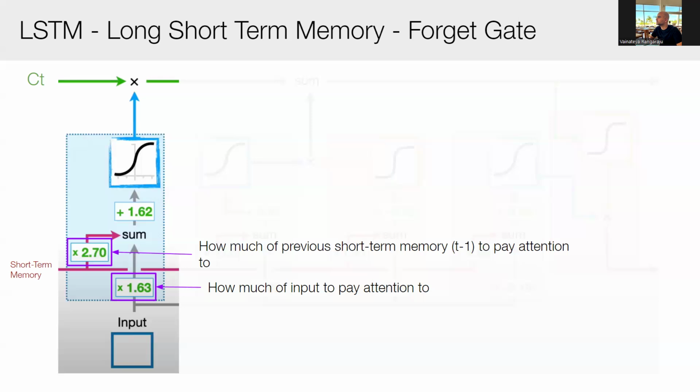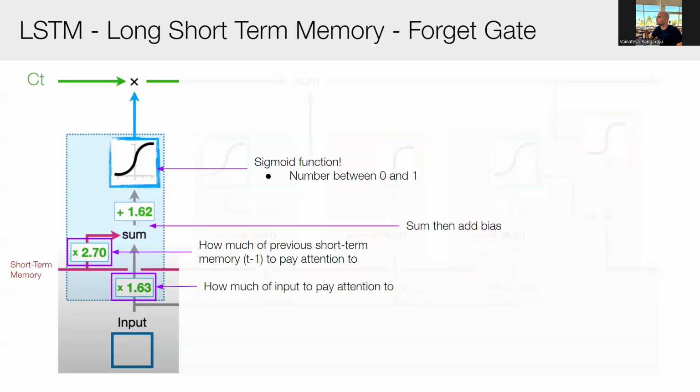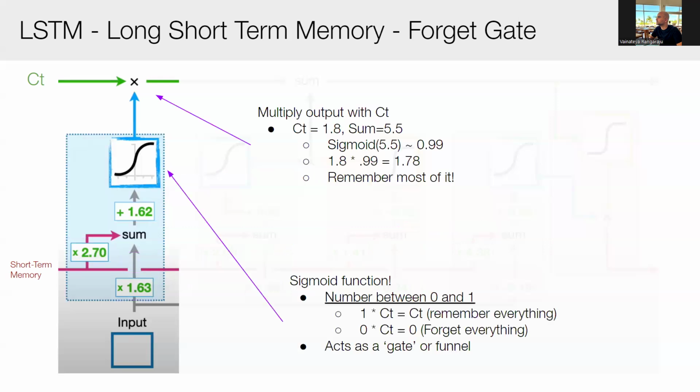Okay. And then we're going to pass this through a sigmoid function. So we're going to sum these, add the bias, and then pass this through a sigmoid function. If you know what a sigmoid does, it maps an input to some value between 0 and 1. So why do we want this? Think about percentage. We want to map this to some value that can tell us how much to pay attention to the long-term memory, or how much we want to keep in the long-term memory.